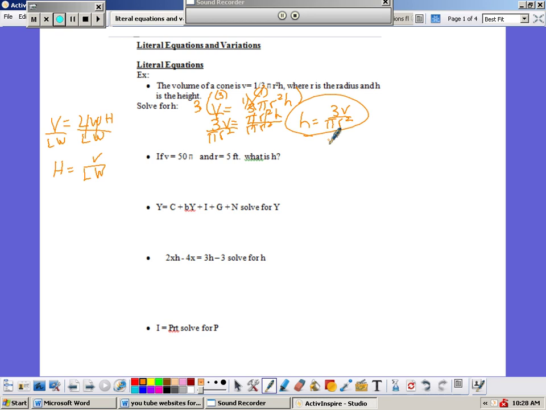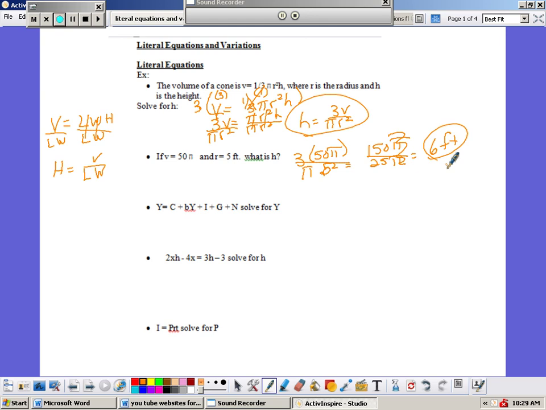So now let's say the volume is 50 pi and the radius is 5. So I get 150 pi over, this was 5, 25 pi. 25 goes into 150 6 times, and the pi's go away. So my answer is 6 feet. So I didn't have to keep manipulating it each time I was given the new information.